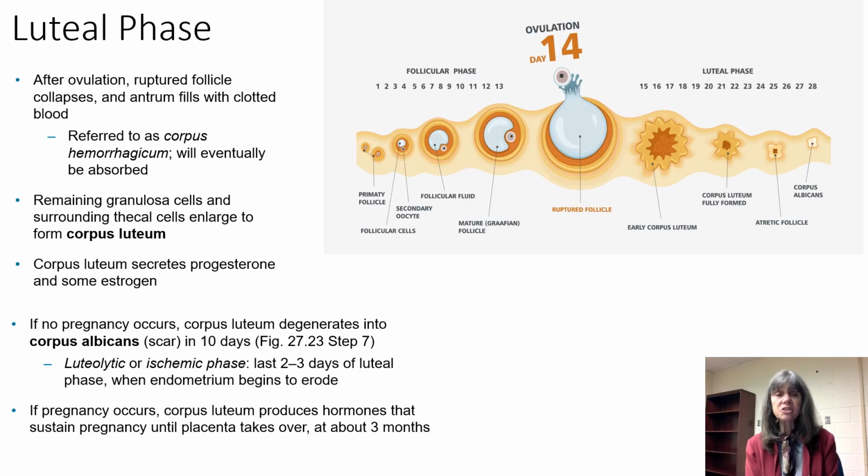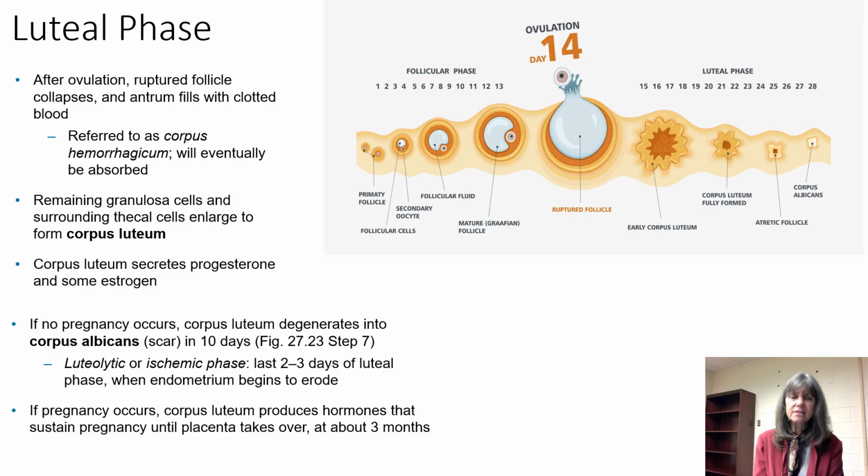Immediately after ovulation occurs, that ruptured follicle will collapse and the antrum, the space, will fill with clotted blood. At that point, it's referred to as the corpus hemorrhagicum, and that clotted blood will eventually be reabsorbed. The remaining granulosa cells and their surrounding thecal cells will actually begin to enlarge, forming a corpus luteum, which means yellow body. The corpus luteum will begin to secrete progesterone and some estrogen.